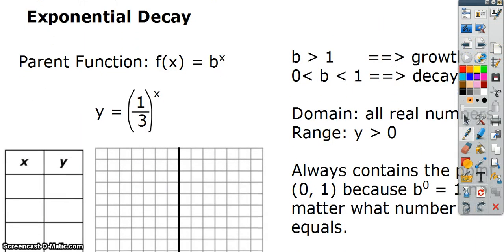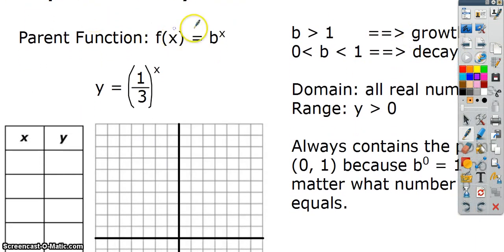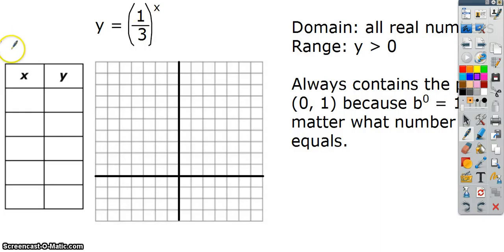Alright, let's take a look at a decay function. So all the same hallmarks of the growth one, just the b value is going to be a fraction instead of a whole number. Alright, so let's use these same values over here.